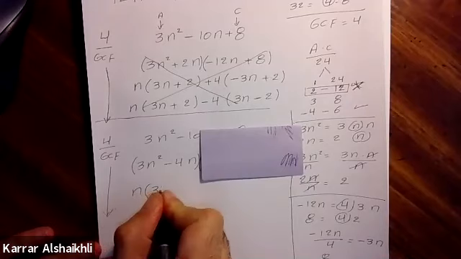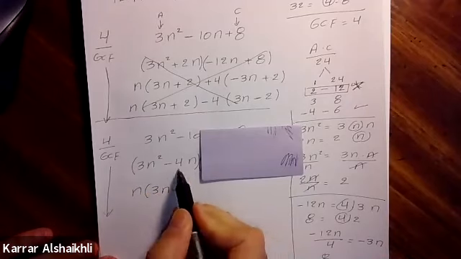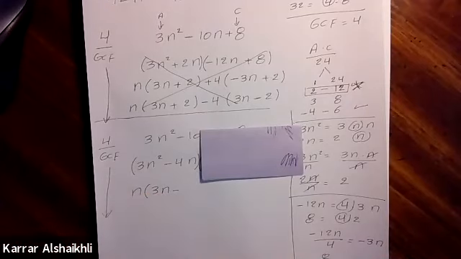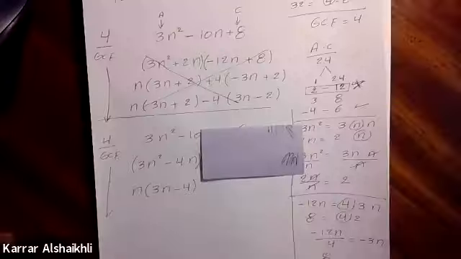3n. So it's going to be 3n minus 4n divided by n. It's going to be 4. I'm done from the first one.